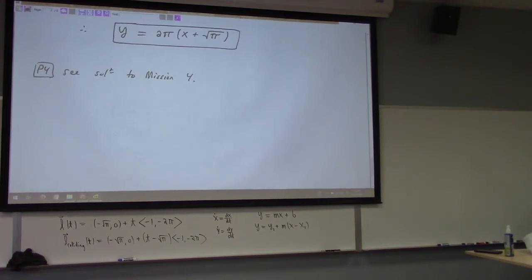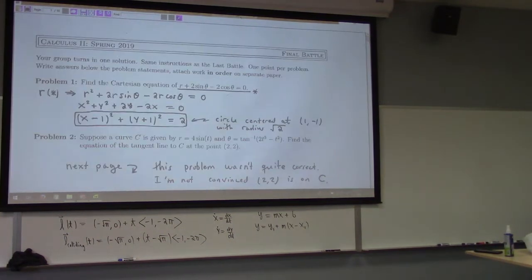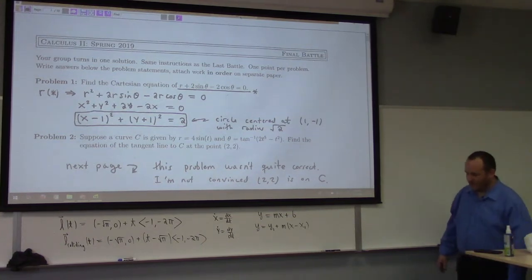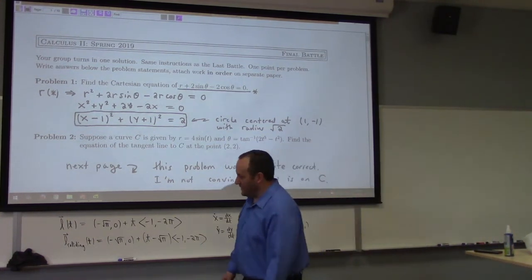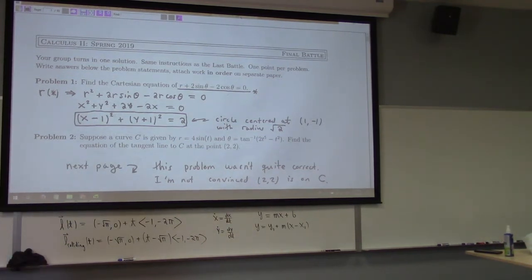So with that, let me transition over here to the final battle, which sadly I do not have graded yet, but as soon as I have them graded for pickup, I'll tell you guys. It's not there yet. I'm disappointed in myself for not writing the instructions for problem 1 a little bit differently. I should have said, find the Cartesian equation of the curve and identify the curve, right? So to identify the curve is to complete the square and notice, hey, it's a circle centered at 1, -1 with radius √2, right? This is something we talked about like the first week, right?